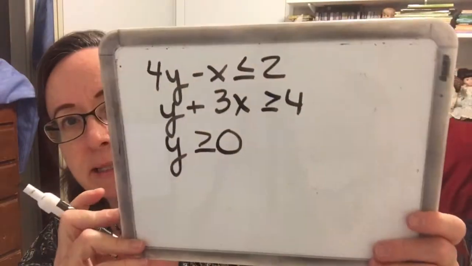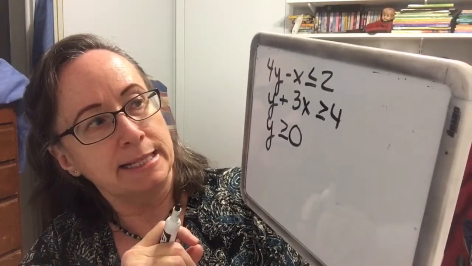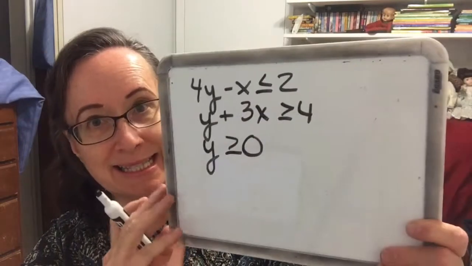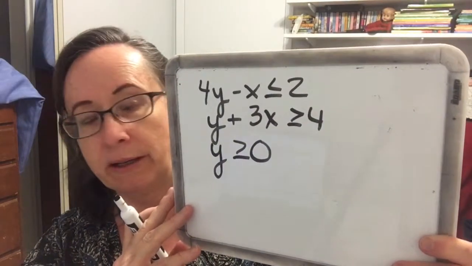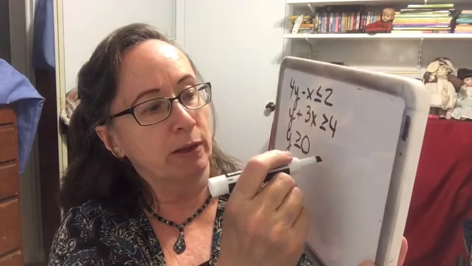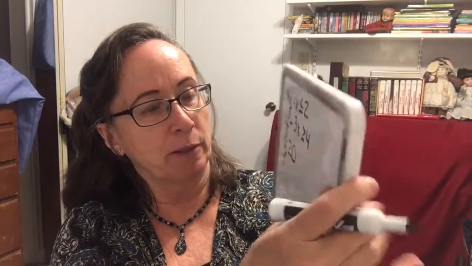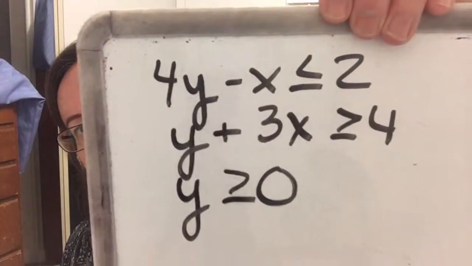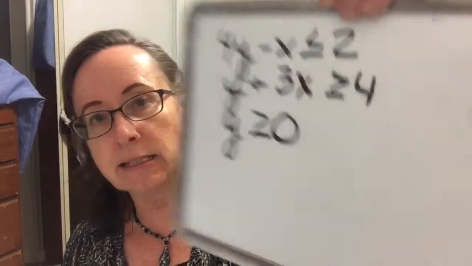So this one is number 4. We're going to graph the system on one graph. So what I'm going to do is keep the system on one sheet, and then I'm going to erase one of these old ones and use that board for the graph because I want to be able to show you. So the first one that we're going to do is 4y minus x is less than or equal to 2.